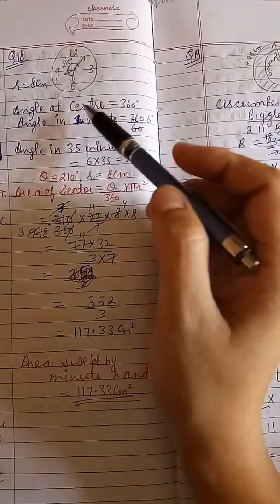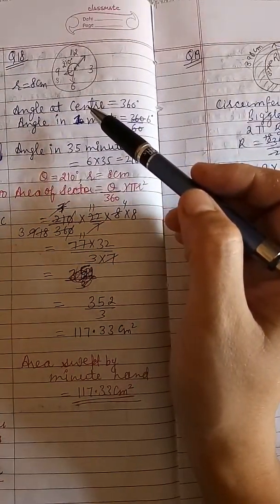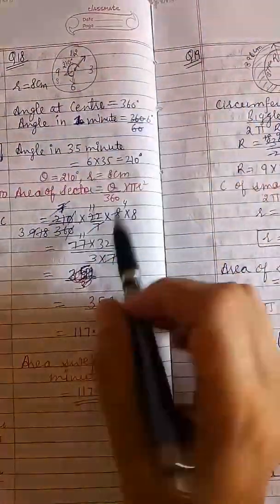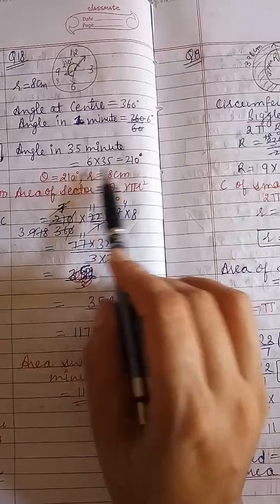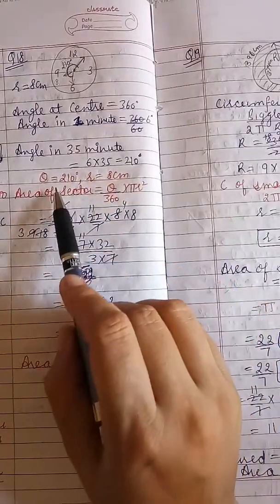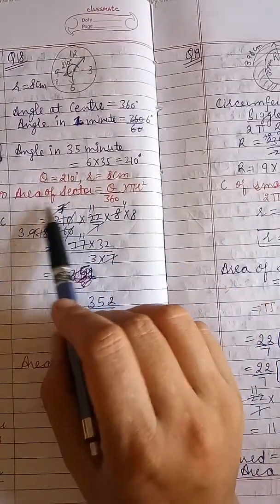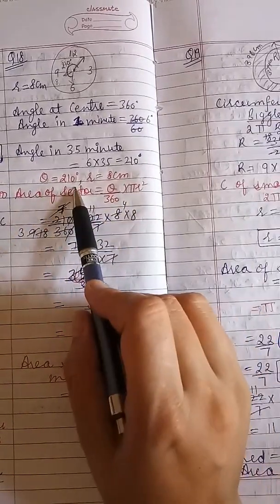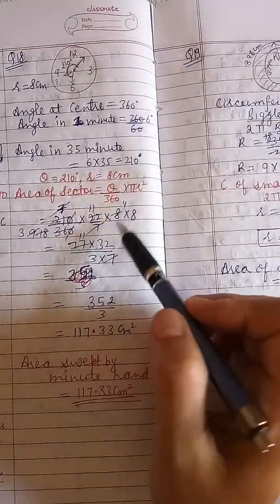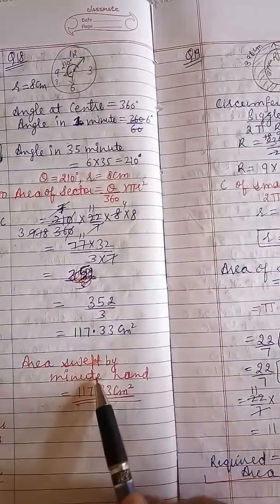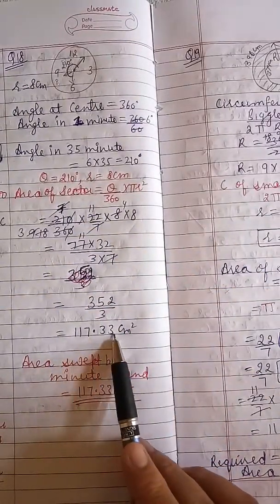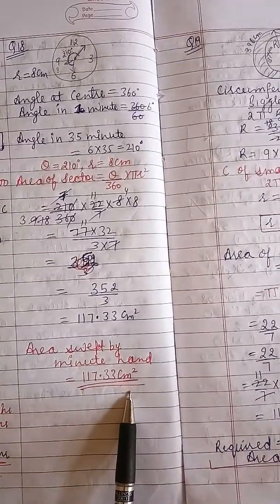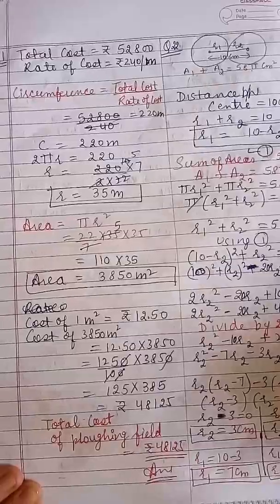So you can see the angle between 8:30 AM to 9:10. This angle, total 35 minutes are there. So 35 minutes means 35 into 6, 210. So here we can use the formula of area of sector, that is theta over 360 into pi r square. What is theta? 210. What is r? 8. So we can put the values and in the end we will get 117.33. This is the area swept by minute hand in 35 minutes.